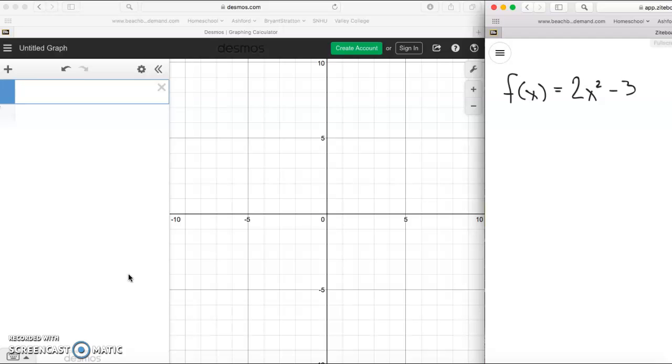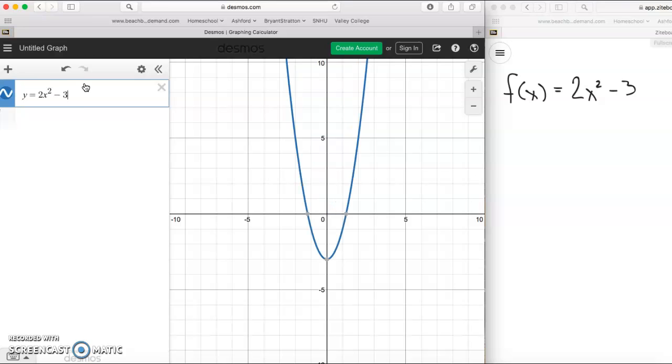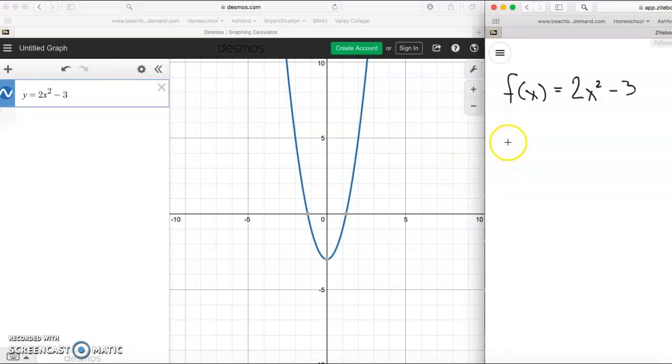Okay, let's look at a different function. This function is f(x) equals 2x squared minus 3. So I'm going to go ahead and graph that. y equals 2x, and I'm going to do to the second using the caret or the hat function, minus 3. Okay, so I look at my picture here, and it's a picture of a parabola.